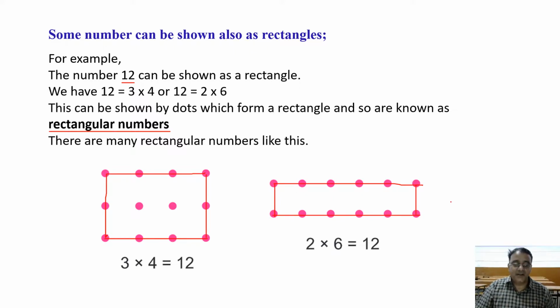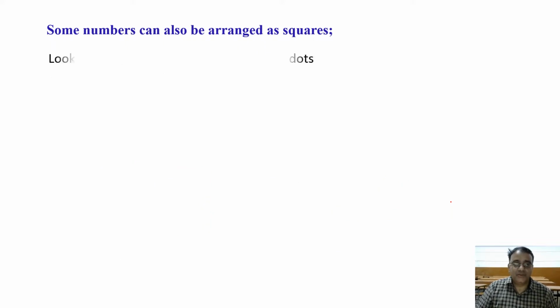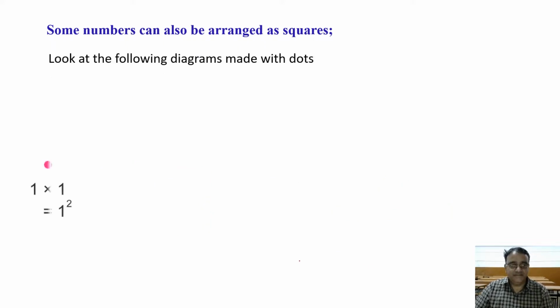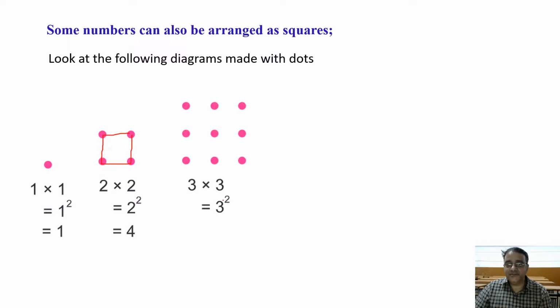Right. Now some numbers can also be arranged as squares. So look at this pattern. This is 1 into 1, 1 square. Right? This is 2 into 2, 2 square, that is 4. 4 dots we can arrange in the shape of a square. This is the square. And 3 into 3, that is 3 square, equals 9. 9 dots also we can arrange in the form of a square.